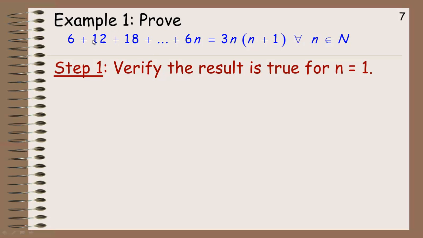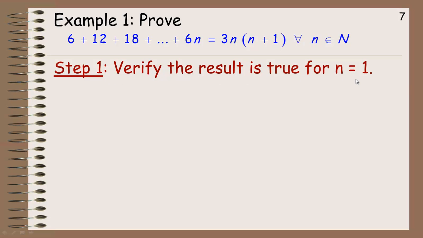So example 1 is to prove that 6 plus 12 plus 18 up to 6n, so that's the general term, is equal to 3n times n plus 1. So this is a formula for calculating the sum of all the multiples of 6. And it says for all n contained in the natural numbers, which means for n equals 1, 2, 3, 4, 5, etc.